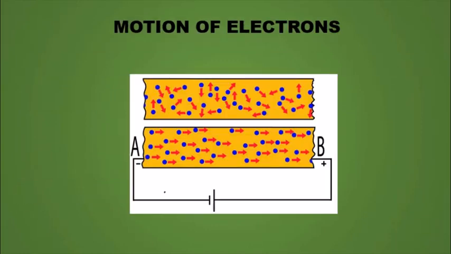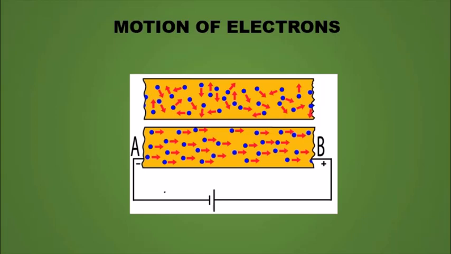Now next is the motion of electrons. If you open any electrical wire, the plastic part of the wire, you will find that inside there are metals present. You can find copper wires. These copper or metal wires which are present inside carry the electrons through which the electricity is conducted. So they have some free electrons in them.